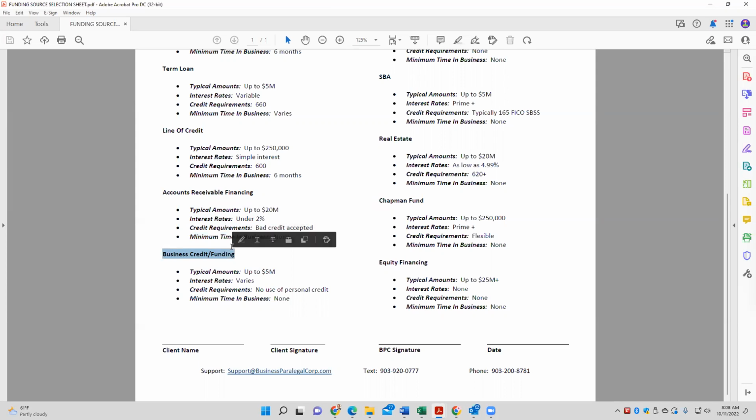Business credit and funding. So in other words, now we're focused under the EIN itself. And so those amounts can go up to 5 million. There's a variety of different funding resources, is what I should have said. So the interest rate will vary based upon those different funding instruments. There's no use of personal credit. So a lot of people like that. And there is no minimum time in business.